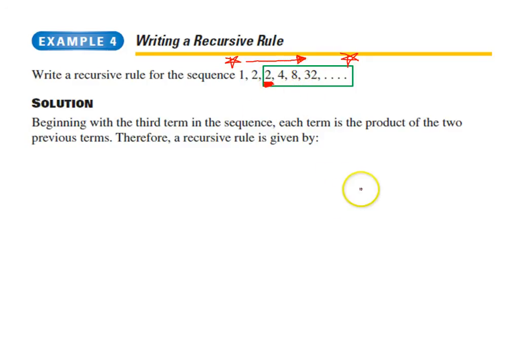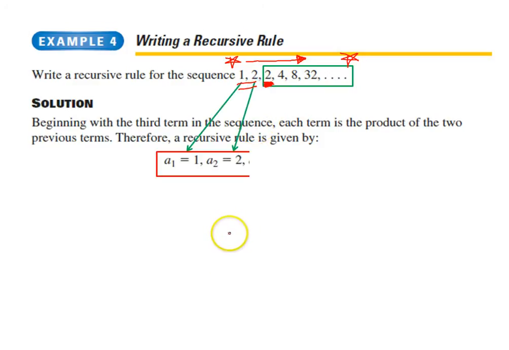So in order to do this pattern, I have to first know what the first two terms are. That's the first part of my answer. A sub 1 equals 1 and a sub 2 equals 2. I have to define those two terms in order to write out the rest of my pattern because the rest of my pattern comes from those two terms. So step 1 is to define those two terms.